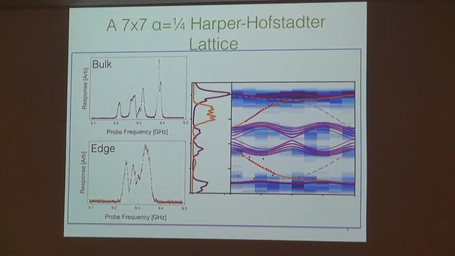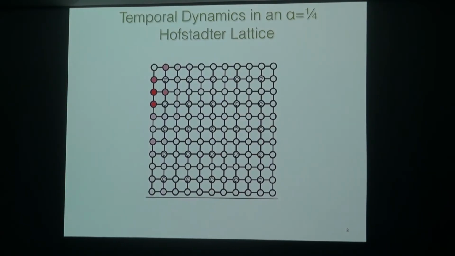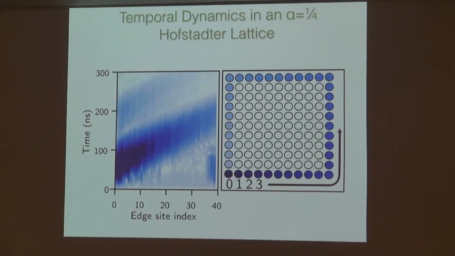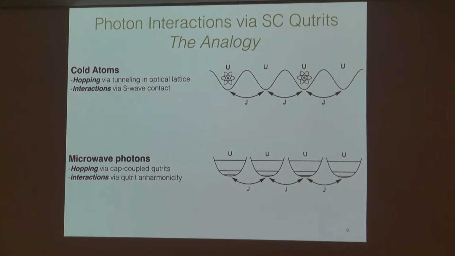So the second half of this story is how to get interactions between the photons. And so for this, I'd like to just quickly make the analogy to cold atoms explicit, okay?